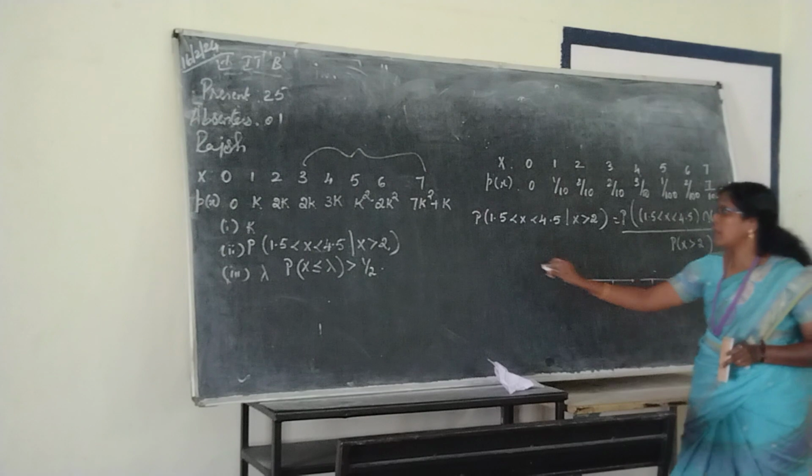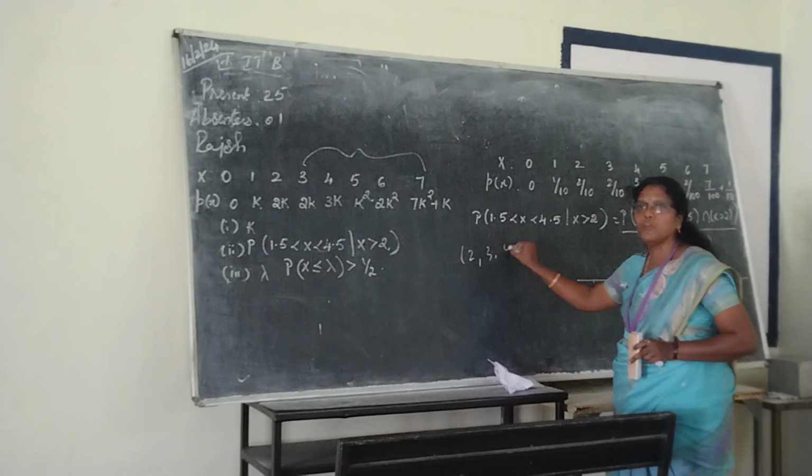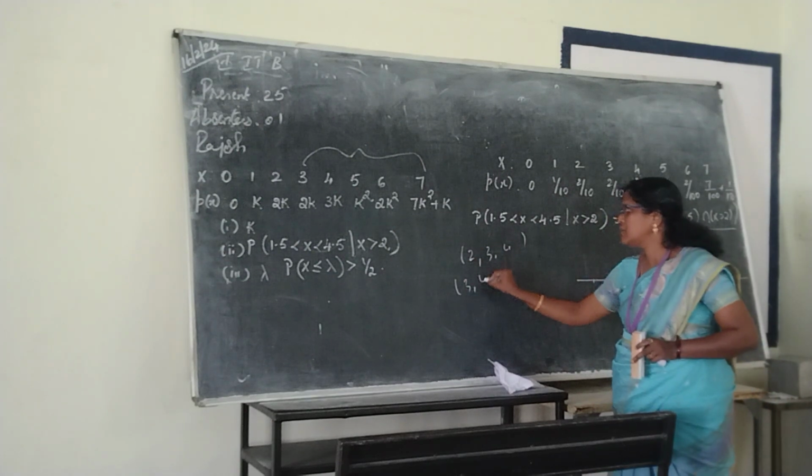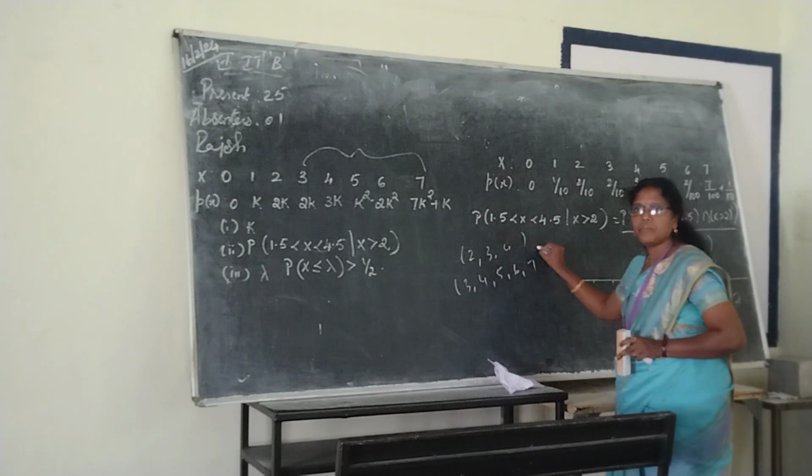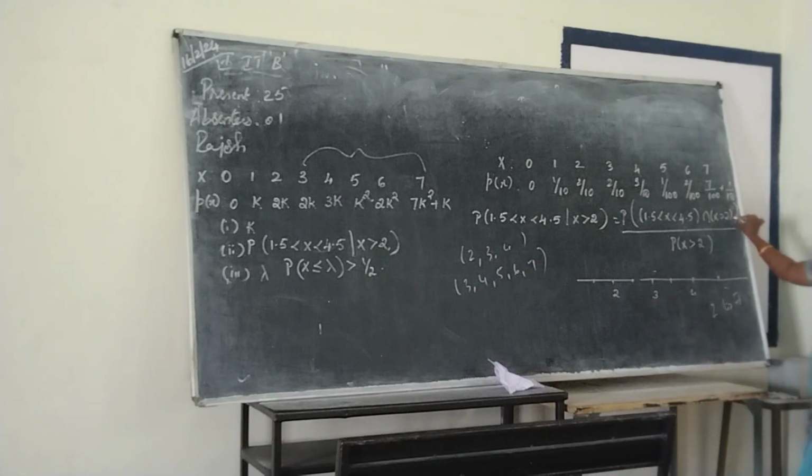Okay, so in one set we have 2, 3, 4. In another set we have 3, 4, 5, 6, 7. What is the symbol given here? Intersection. Intersection is what you are finding. What is the common point? 3 and 4. So this numerator is going to have only 2 points, x equal to 3 and x equal to 4. Can you understand? Yes.